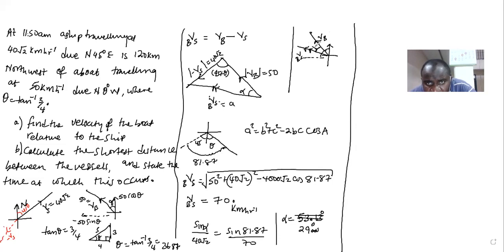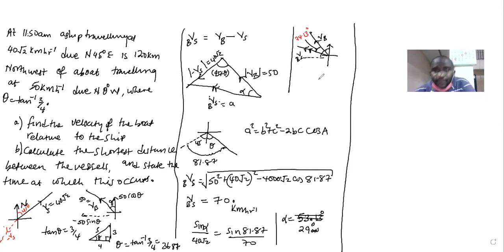The angle here should be 53.13 minus 29. When you take off 20 from 53, you get 33. When you take off 9, you get 24. You get 24 point what? 24.13. This angle.